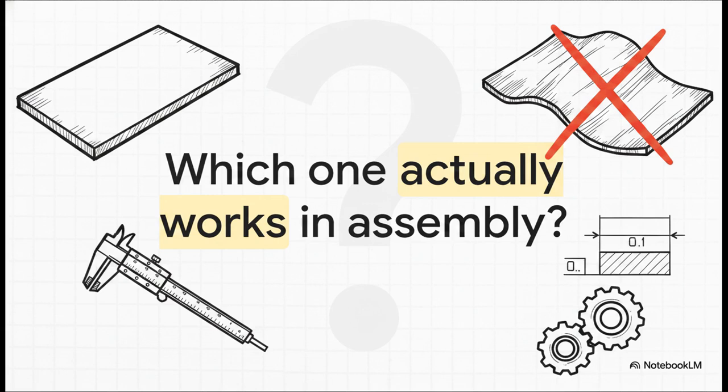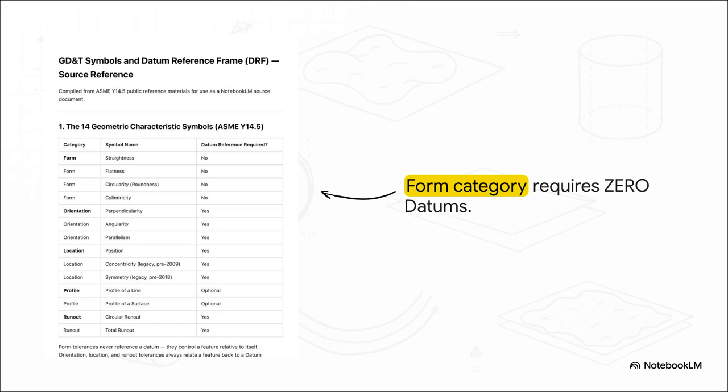But if a basic set of calipers or micrometers can't tell the difference between a perfectly flat surface and a wavy potato, how do we catch that defective part before it ruins an entire engine block or a critical aerospace build? Well, to catch that wavy part, we need a highly specialized set of rules. We need form tolerances. Okay, let's dive into this.